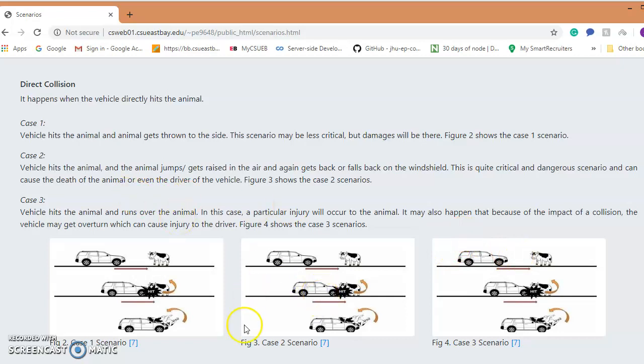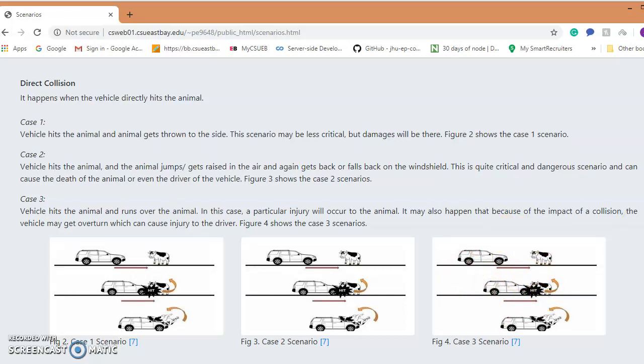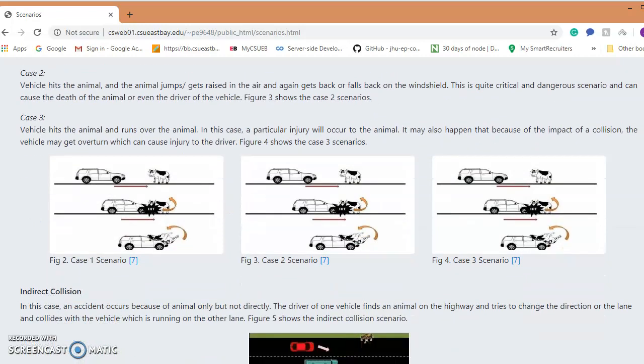So this figure 3 is related to case 2. In case 3, the vehicle hits the animal and runs over the animal. In this case, a particular injury will occur to the animal. It may also happen that because of the impact of the collision, the vehicle gets overturned, which can cause injury to the driver. So figure 4 shows the case 3 scenario. So this is all about the direct collision. Let's move to the indirect collision.